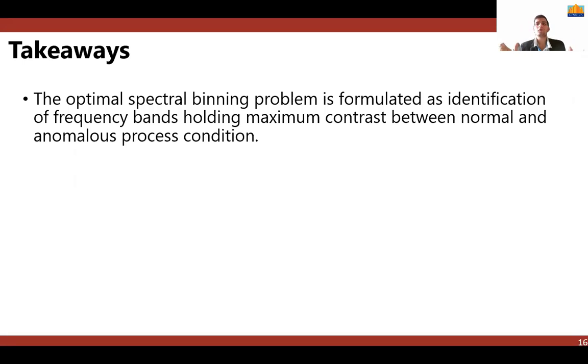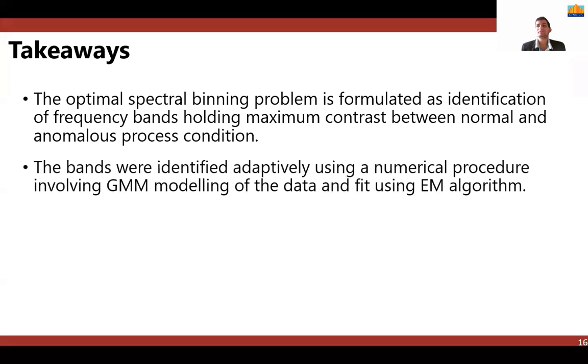Summarizing this talk, following are the key takeaways. We formulate the problem of optimal binning as a search problem where we search for bands that hold maximum contrast in the normal and anomalous process polishing conditions. The bands are searched adaptively using a numerical procedure which places a Gaussian mixture model assumption on the data and fits it using an EM algorithm.